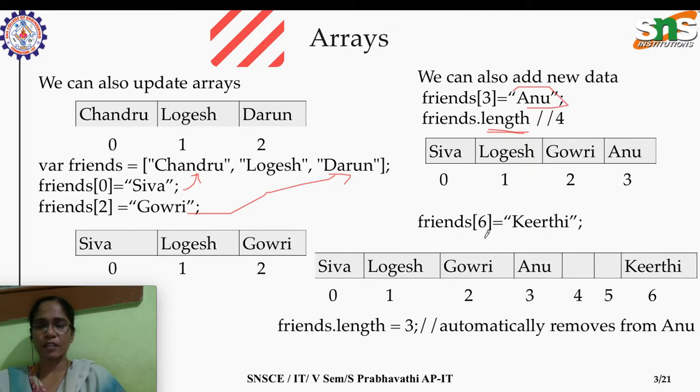Okay, and see here one more variation in array. We can skip two index positions and you can add some string in this index position. Okay, so in this situation the array content will be like this. So here in 4 and 5, the values are undefined. Okay, it means there is no value in these positions.